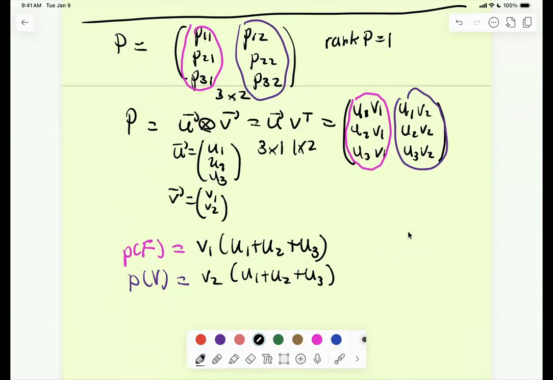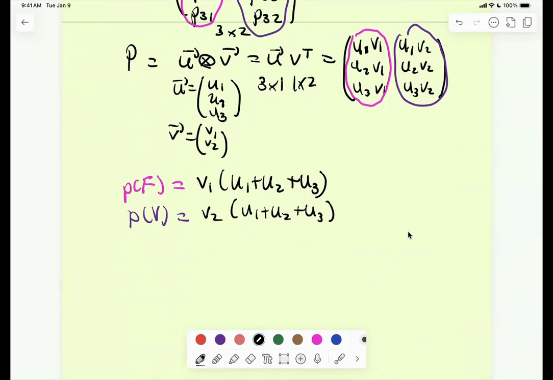Because, for example, these two numbers should add up to 1, right? If you add these two, then you get that 1, and then you add these two, then you get U1 plus U2 plus U3 times V1 plus V2, right? And then you kind of have to start playing around with the equation.